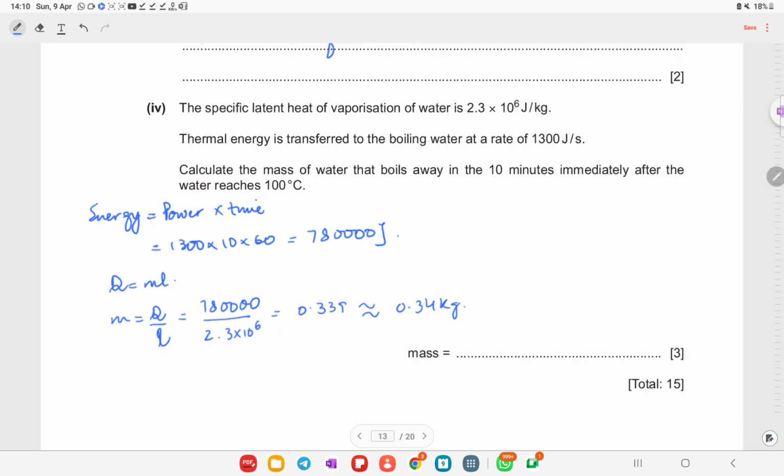Okay, so the next question is, the specific latent heat of vaporization is this. So you have this value, and thermal energy is transferred by boiling the water at the rate of 1300 joules per second. Calculate the mass of water that boils away in 10 minutes immediately after the water reaches 100 degrees. So we know that the formula for energy is equal to power times time. So you multiply 1300 by 10 multiplied by 60, and you will end up with this value. And then you will apply the formula for latent heat of vaporization. So from that, you make m the subject and find out the value of the mass.